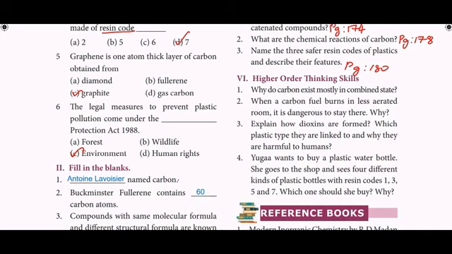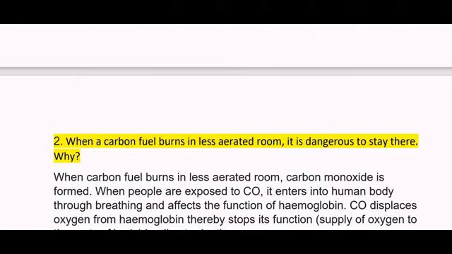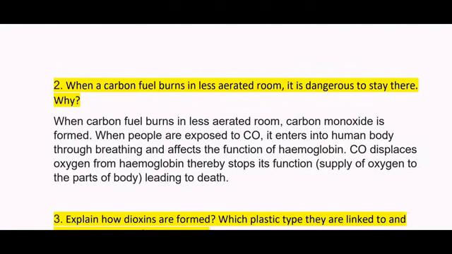When a carbon fuel burns in a less aerated room, it is dangerous to stay there. Why? So when carbon fuel burns in a less aerated room, carbon monoxide is formed. When people are exposed to carbon monoxide, that is CO, it enters into the human body through breathing and affects the function of hemoglobin. CO displaces oxygen from hemoglobin, thereby stops its function. Supply of oxygen to the parts of the body stops, leading to death.